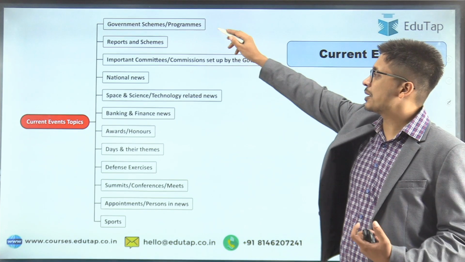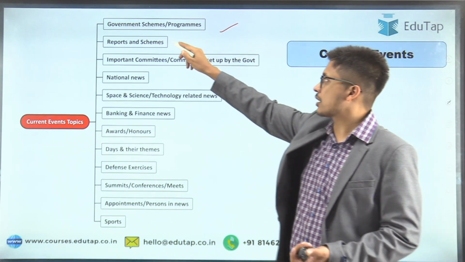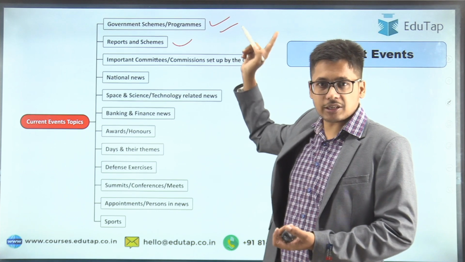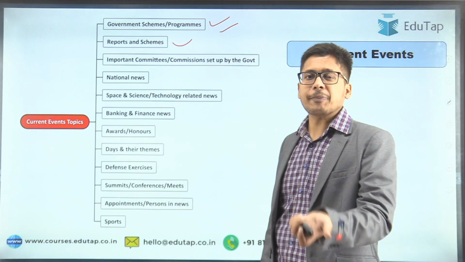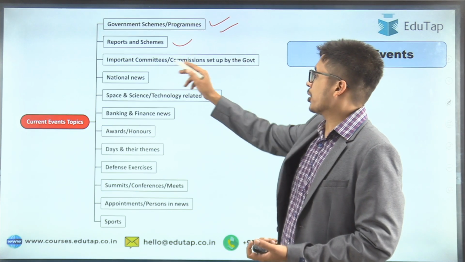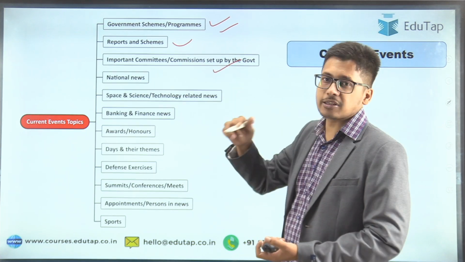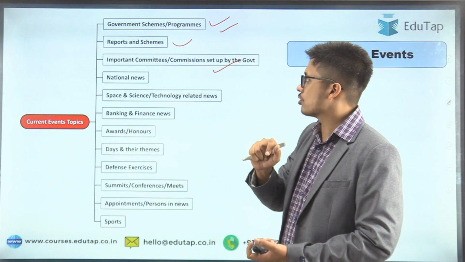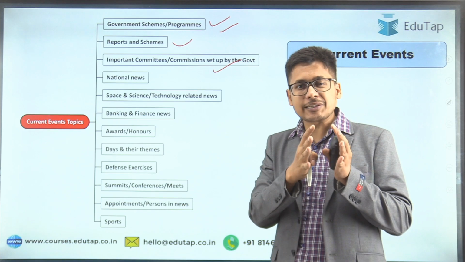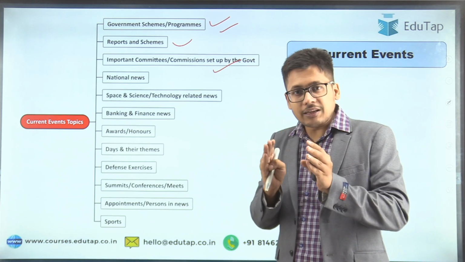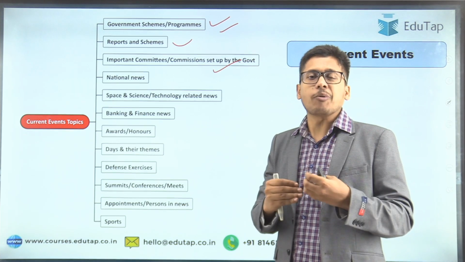For example, government schemes and programs, and the various reports that come. The government schemes and programs are also covered in social security, right? Reports and schemes are part of the population, development and globalization part of the syllabus. Important committees and commissions set up by the government are part of the polity section of the syllabus. So you can see all the different subjects which are part of general studies and other subjects. Current affairs related to those subjects are important, okay?